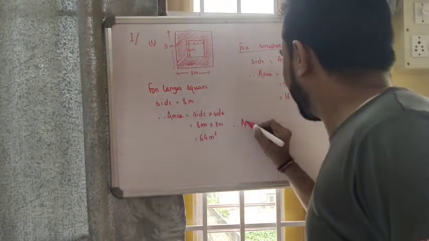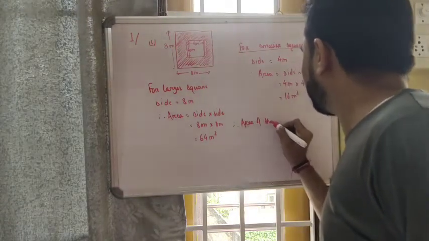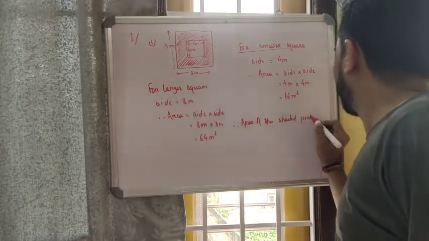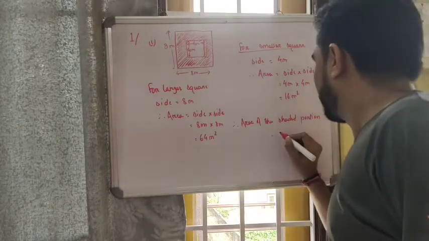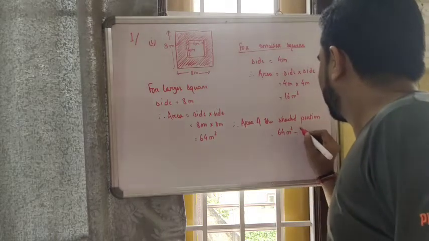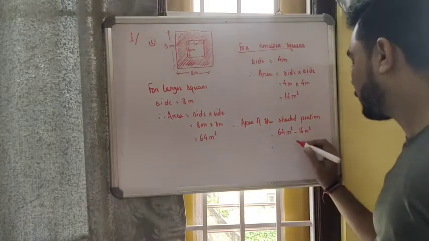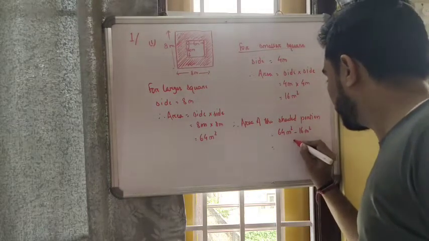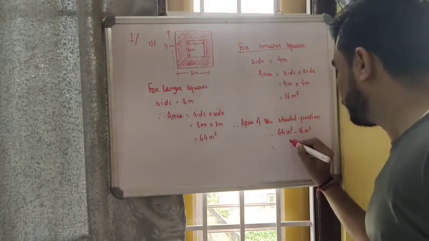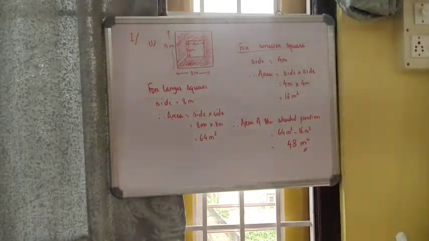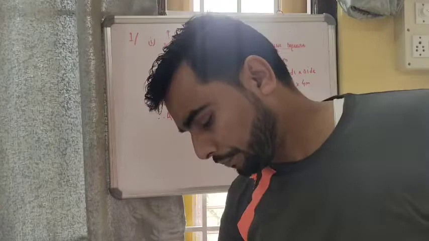Therefore you will write area of the shaded portion is equal to, so here 14 minus 6 will be 8, 5 minus 1 will be 4, so 48 meter square will be your answer. I hope it is clear.